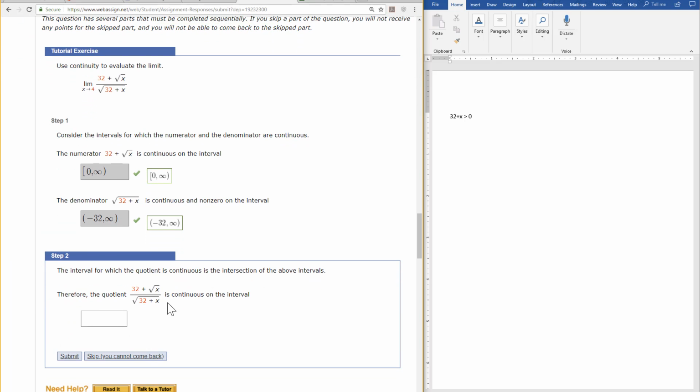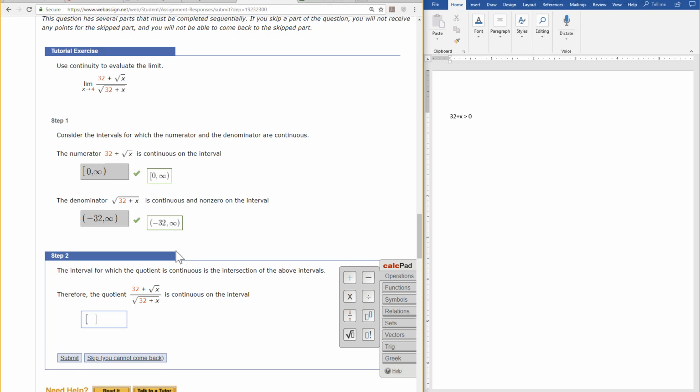The interval in which the quotient is continuous is the intersection of the above intervals. So therefore, this whole thing is continuous. If we take a look at these two number lines, having negative numbers is okay for the denominator all the way up to negative 32, but it's not okay with the numerator. So we're going to take it from here and say our set where the whole thing is continuous is going to be when the numerator is continuous, so it would be going from 0 to infinity.